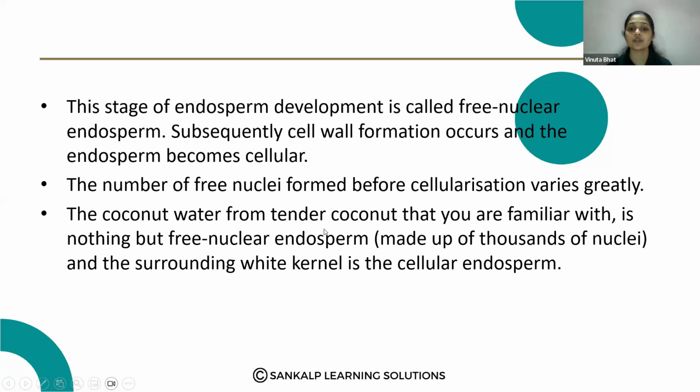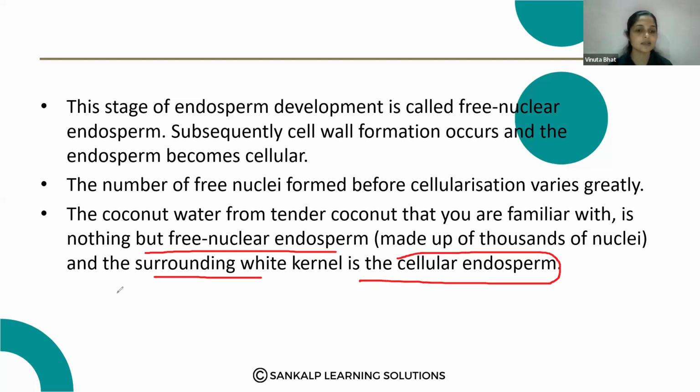The coconut water from the tender coconut is an example of the free nuclear endosperm. The coconut water is the free nuclear endosperm, which is made up of thousands of nuclei, and the surrounding white kernel is the cellular endosperm. So in coconut you can see the free nuclear endosperm as well as the cellular endosperm.